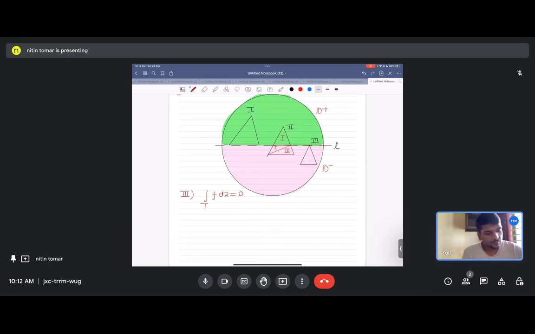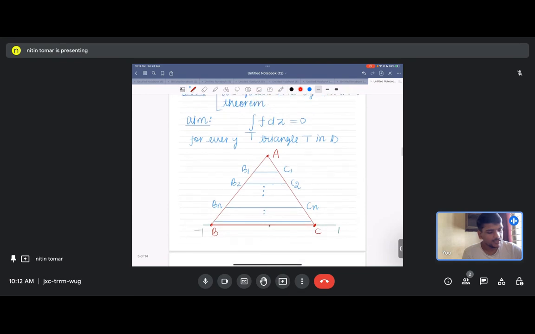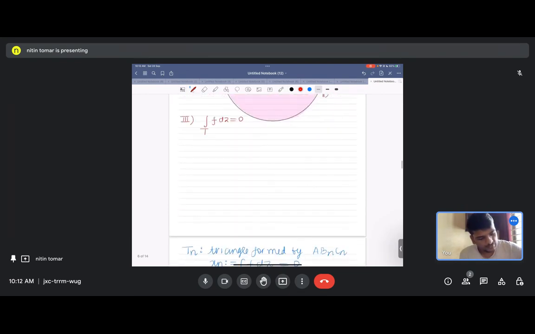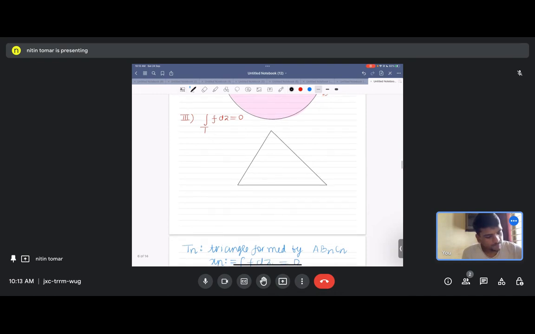The triangles in case 2 are an amalgamation of cases in type 1 and type 3. So now what we do is consider only type 1 triangles. Type 1 triangles are like this. Let me draw another triangle. So type 1 triangles are like this, and this is our line L.